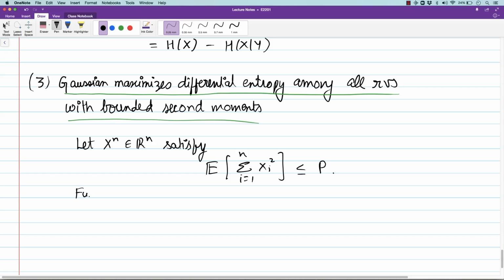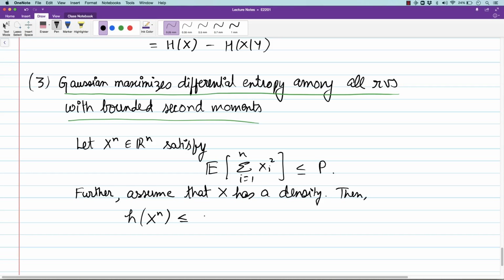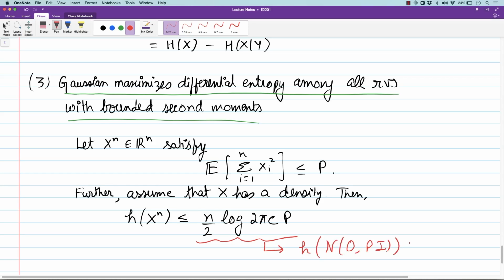Further assume that X has a density so that you can talk about differential entropy. Then the differential entropy of this vector Xn is less than or equal to n by 2 log 2 pi e P. And what is this quantity? It turns out this is the differential entropy of a Gaussian random vector with mean 0 and variance P times I. That's the claim.